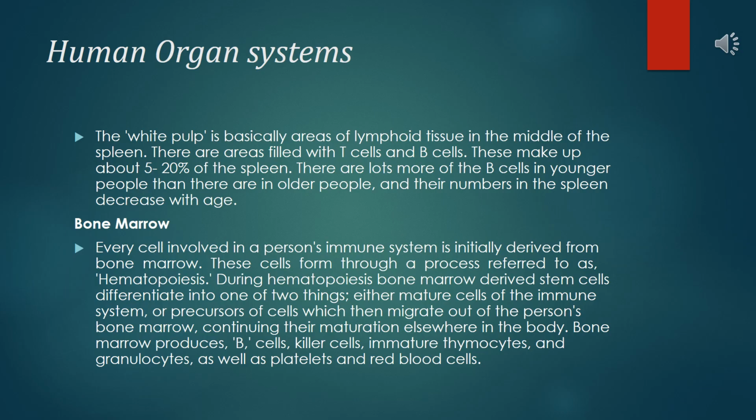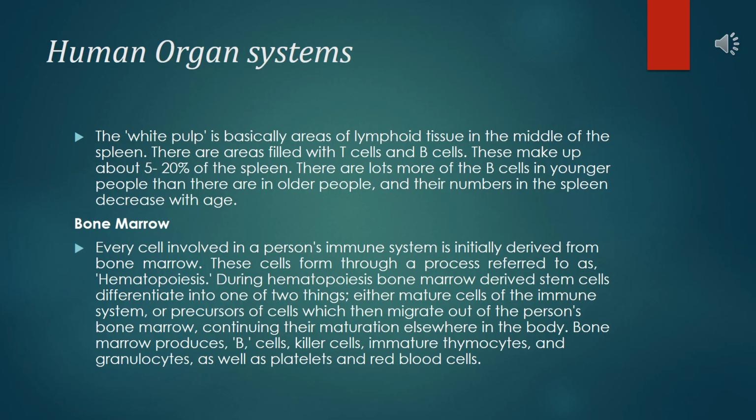The white pulp is basically areas of lymphoid tissue in the middle of the spleen. There are areas filled with T cells and B cells. These make up about 5-20% of the spleen. There are lots more of the B cells in younger people than there are in older people, and their numbers in the spleen decrease with age.